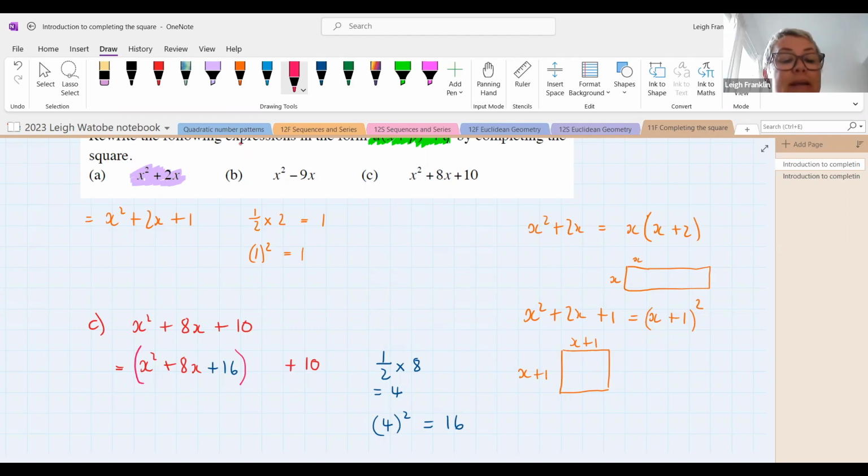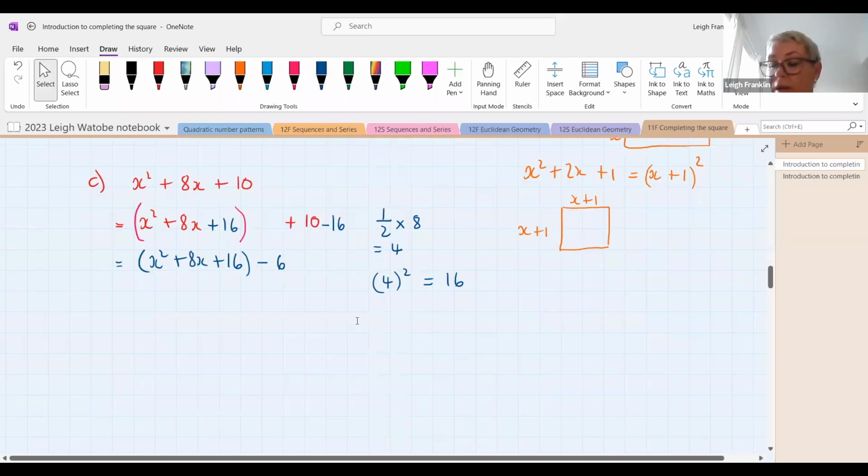But because this is an expression, I am not allowed to change its value. So if I add 16 at the front, I have to balance that out, which means I need to take away 16 at the end so that I have not changed the value of the expression. So now my expression looks like this. I've got x squared plus 8x plus 16, and then at the end, I've got my tail. 10 minus 16, sorry, that would actually give me a negative number. So I'm adding a negative, and here I would end up with negative 6.